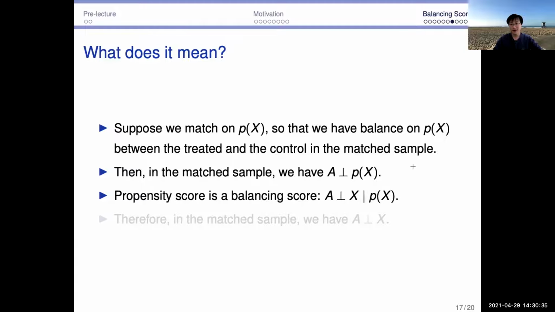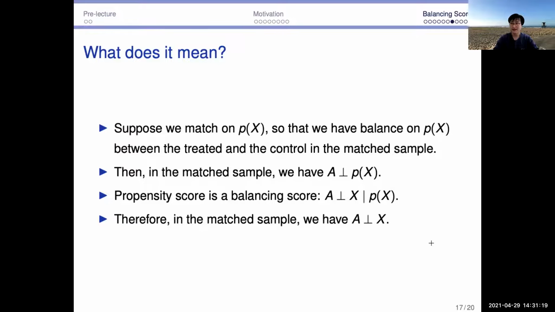Now, furthermore, this is a result we've shown: A is independent of X given P of X. So combining these two results together, we know that in the matched sample, we have treatment independent of the covariates. This means that we have achieved the goal that we wanted for doing the matching. In the matched sample, we have as-if simple randomization. Therefore, we can proceed with very simple estimation methods.